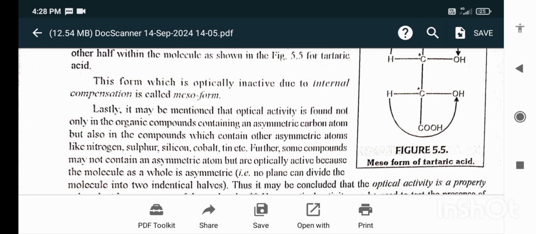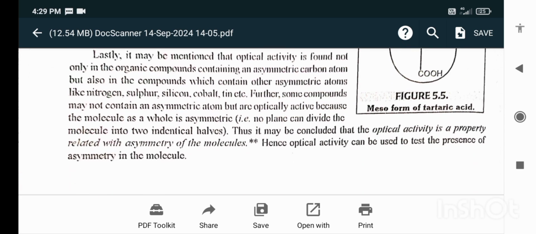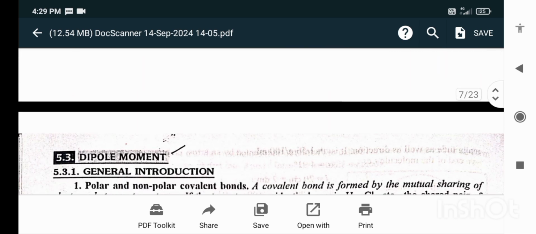Further, some compounds may not contain an asymmetric atom but are optically active, because the molecule as a whole is asymmetric; no plane can divide the molecule into two identical halves. Thus, it may be concluded that optical activity is a property related with asymmetry of the molecules. Hence, optical activity can be used to test the presence of asymmetry in the molecule.